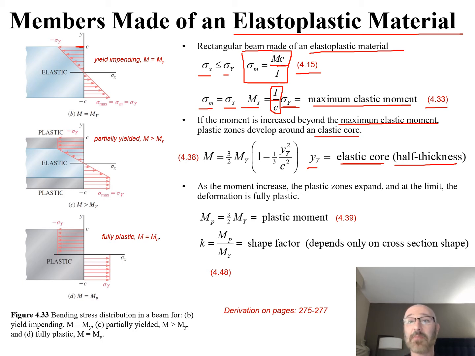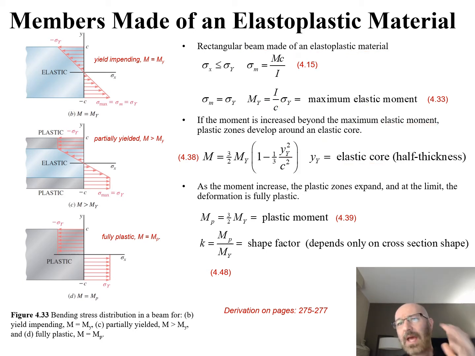This relates back to equation 4.38 in our textbook, which says that our moment is equal to 3/2 M sub y, our maximum elastic moment, times, in parentheses, 1 minus 1/3 times the elastic core y sub y squared over c squared, where again c is the outer surface of our member.